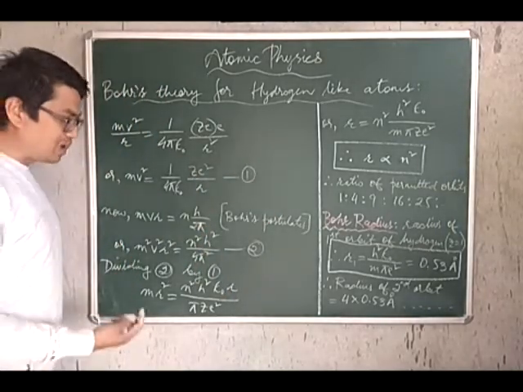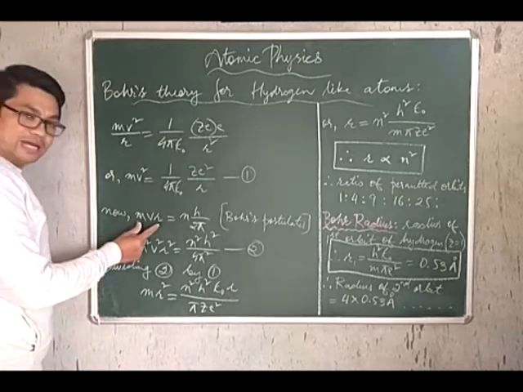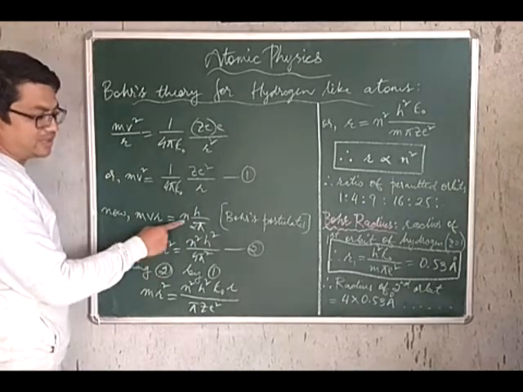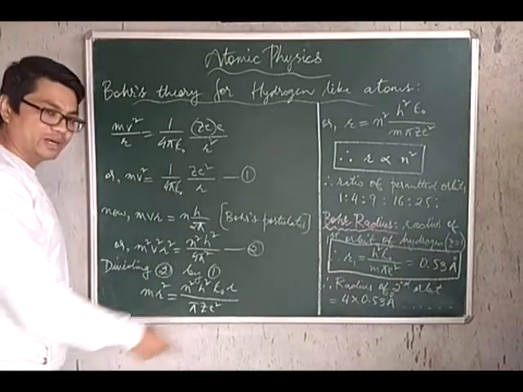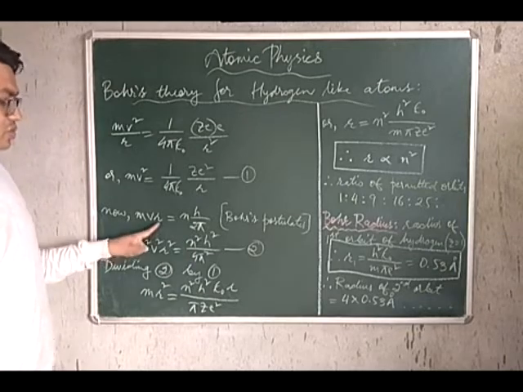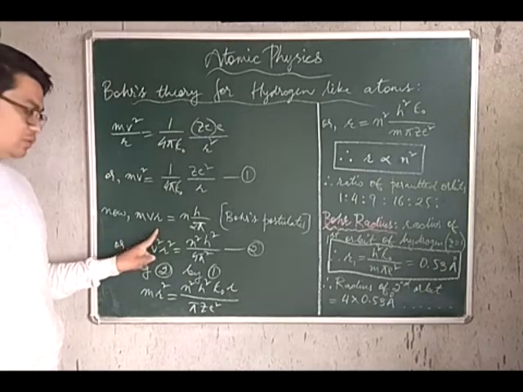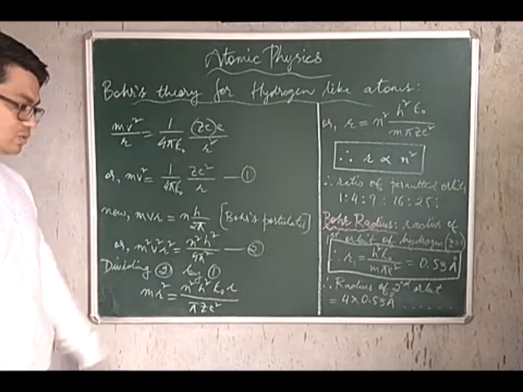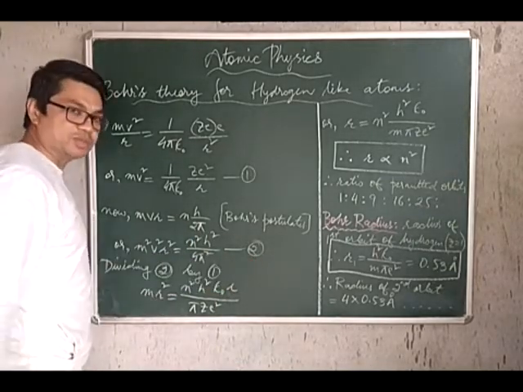Now from Bohr's theory, the angular momentum of the electron in the stable orbit has to be an integral multiple of h by 2 pi. That comes from Bohr's postulate. So squaring this equation, we get m squared v squared r squared is equal to n squared h squared by 4 pi squared. That is our equation number 2.